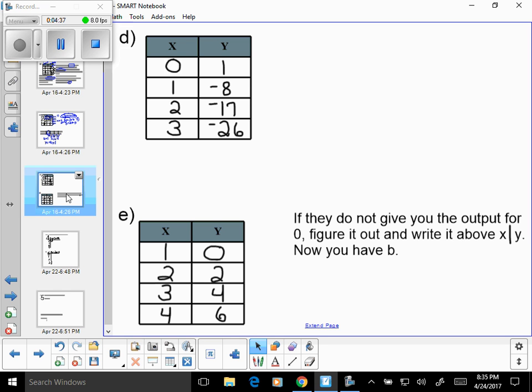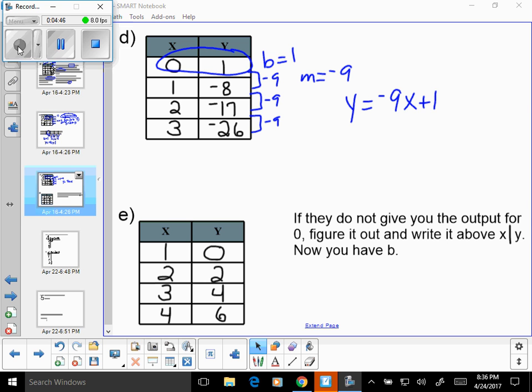Let's look at D. You know what? Hit pause. You see if you can do it. How'd you do? Did you get that b equals 1? Always look where x is 0. That will give you the b. Then you have to look at your interval. In this case, it's getting smaller and it's decreasing by 9. So that's a -9. That's the coefficient of x.